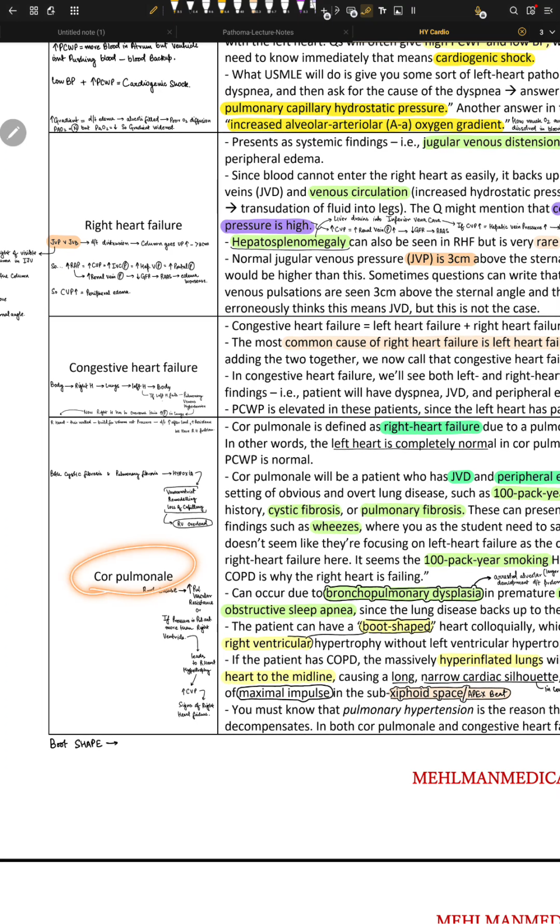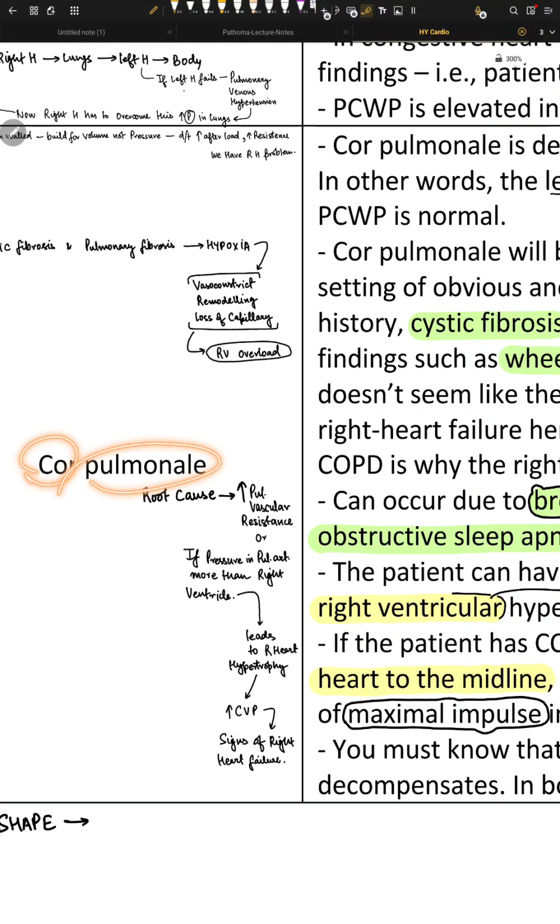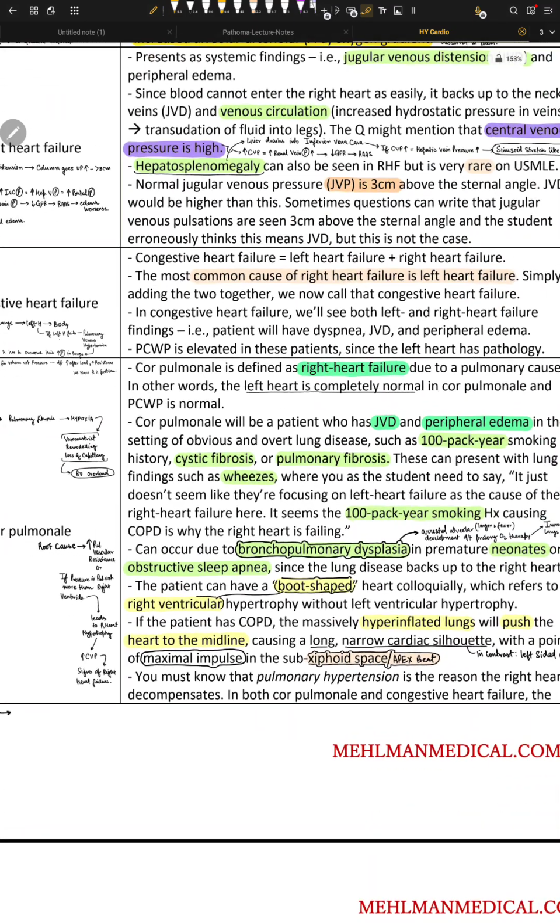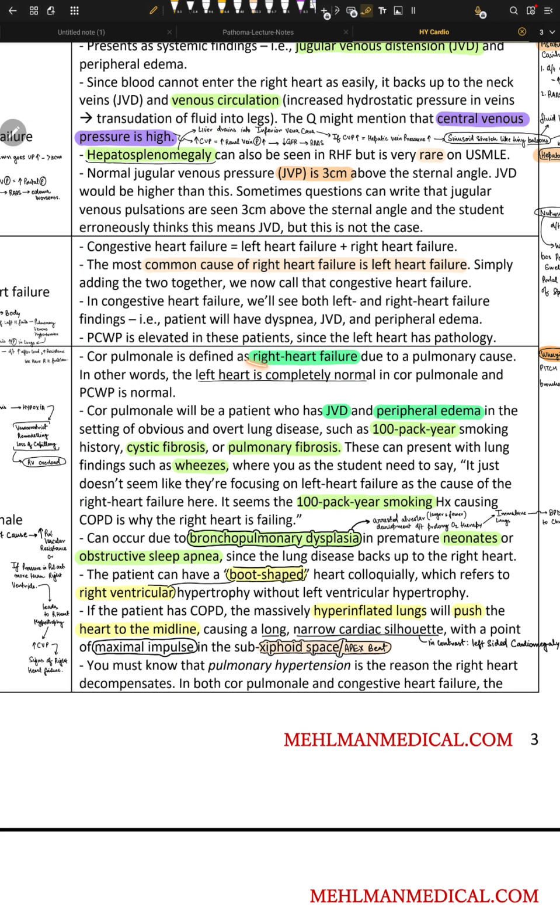Okay, let's go into cor pulmonale. Now cor pulmonale is a cool word. Wherever you see pulmonale, it means something wrong with the lungs, right? So let's read what the text says. Cor pulmonale is defined as right heart failure due to pulmonary causes. In other words, the left heart is completely normal in cor pulmonale, and the PCWP is normal. If the PCWP is normal, that suggests the left atrium is normal as well, right? And if the left atrium is normal, that suggests the left ventricle is normal as well.